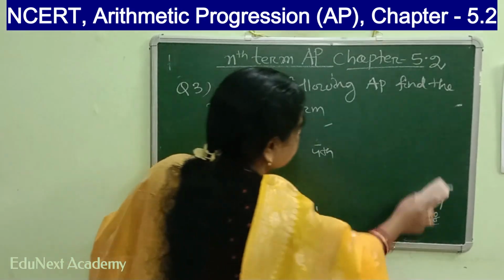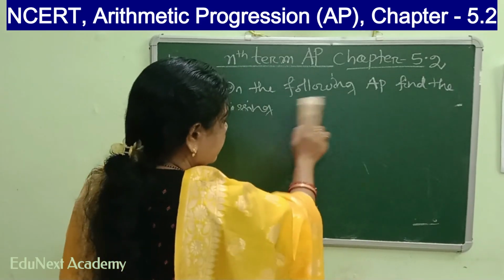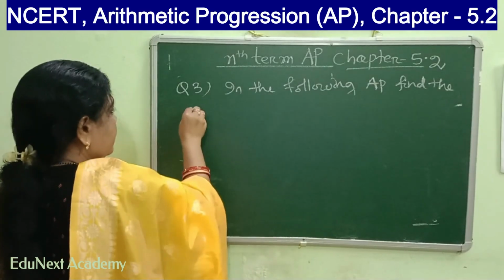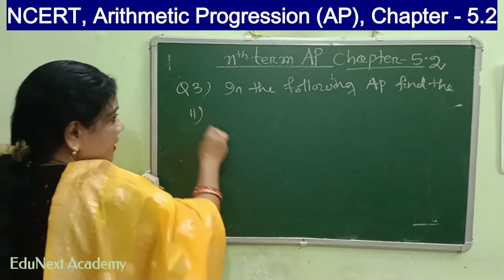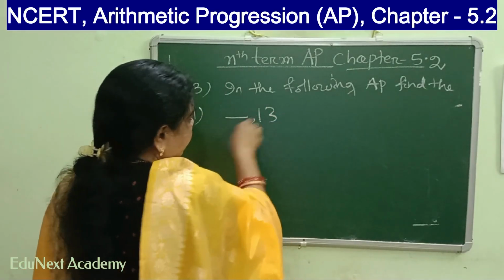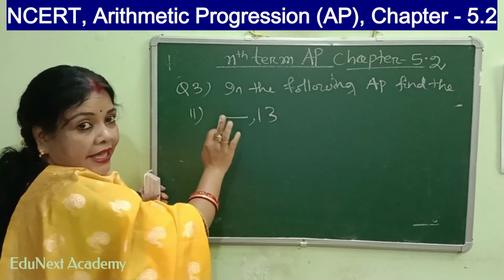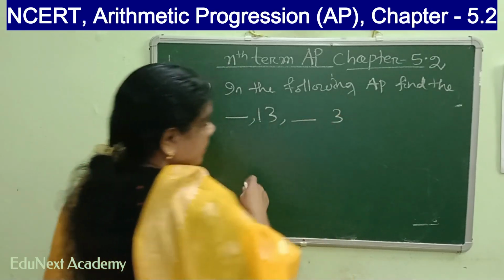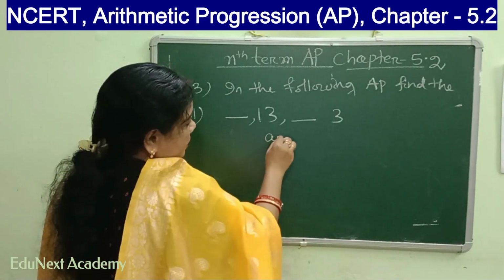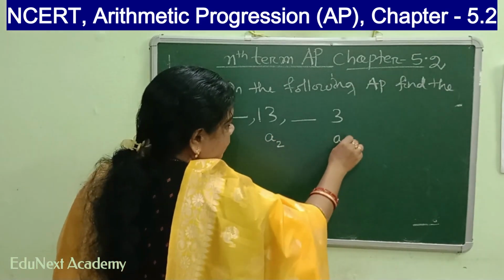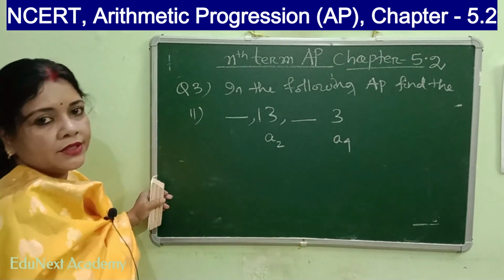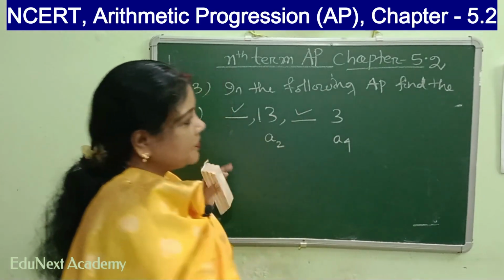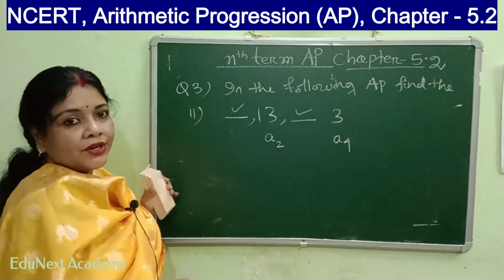Next question is question number 3 double I. The first term is missing. We don't know what A is. Okay, 13, then 3. So we just know about the second term and the fourth term. We have to find out the missing terms, the first term and third term. Very interesting question. We need to find out D first.